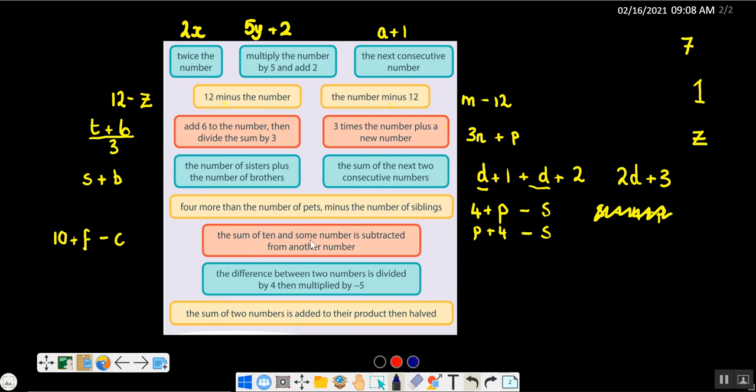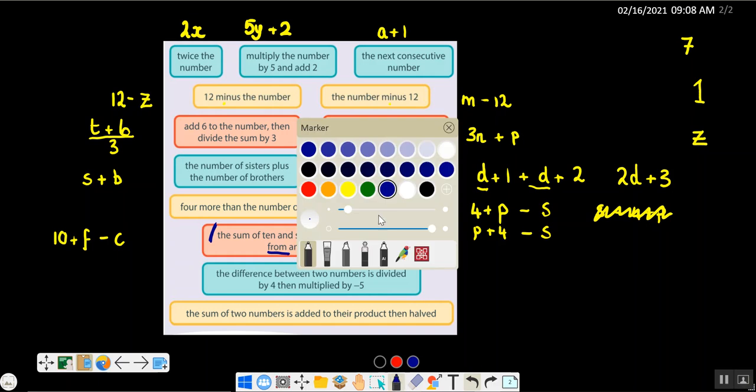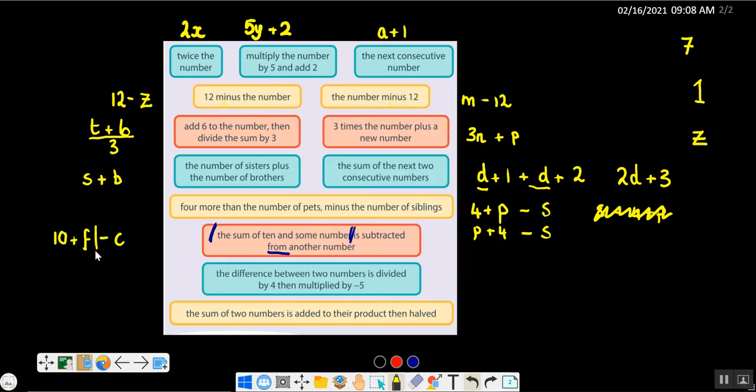The sum of 10 and some other number, this bit here, is subtracted from. Therefore, we've got things the wrong way round. This bit should not be on the front. It should be the other way round. We should have C minus 10 plus F. Right. Something else to check. Do I need brackets? Yes, because I've got to do 10 plus F first, then you subtract that from C.